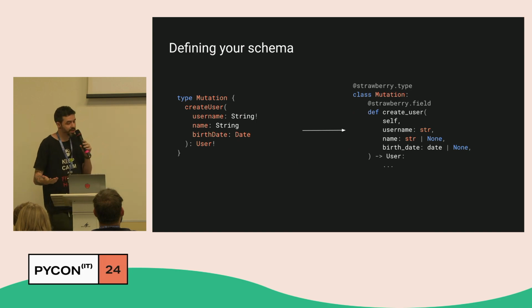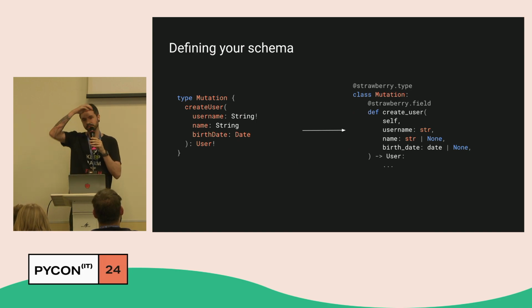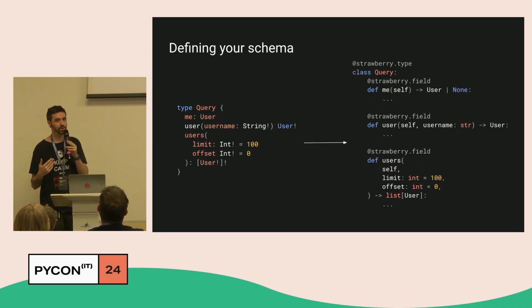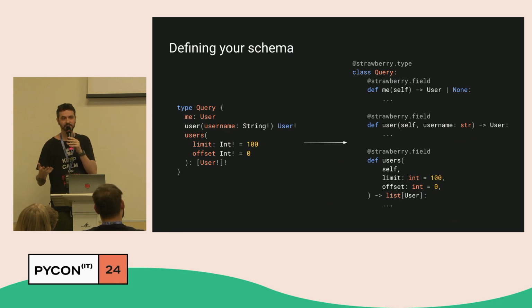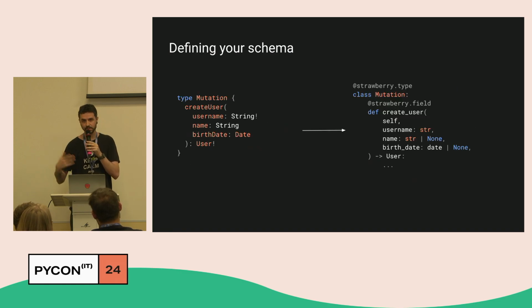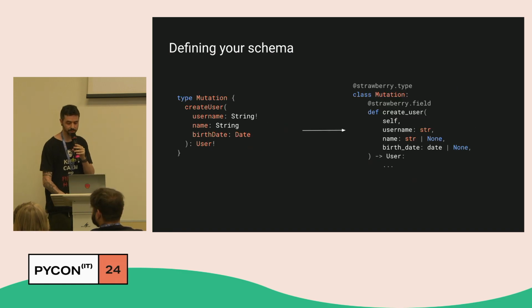The same goes for the mutation. It works very similarly to a query. In this case, of course, we are mutating the data. We are creating a user. So we are receiving here everything that we need to create this user, and we are just going to return it, just like the query example. So there is not much difference between queries and mutations. There are some internal ones that I'm not going to go into details in here, but in theory, they all work very similarly to each other.